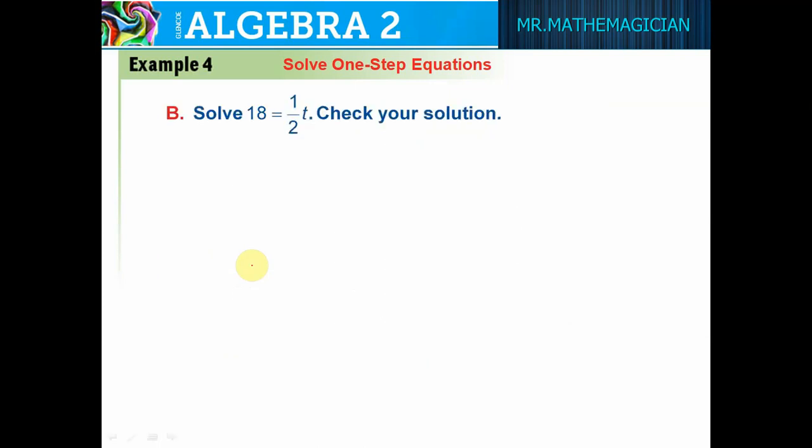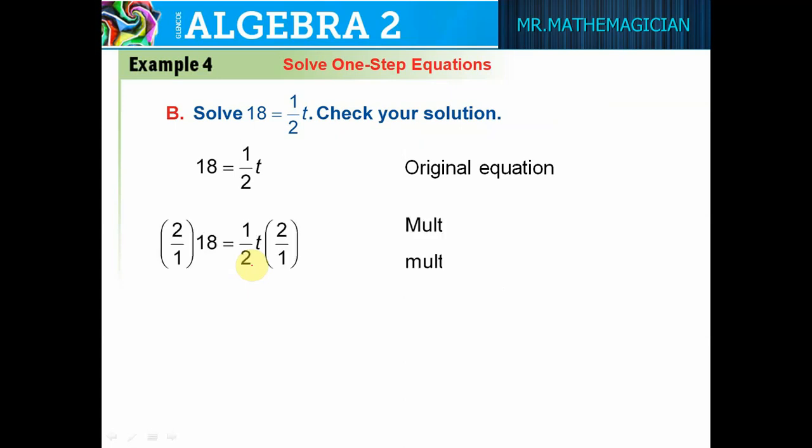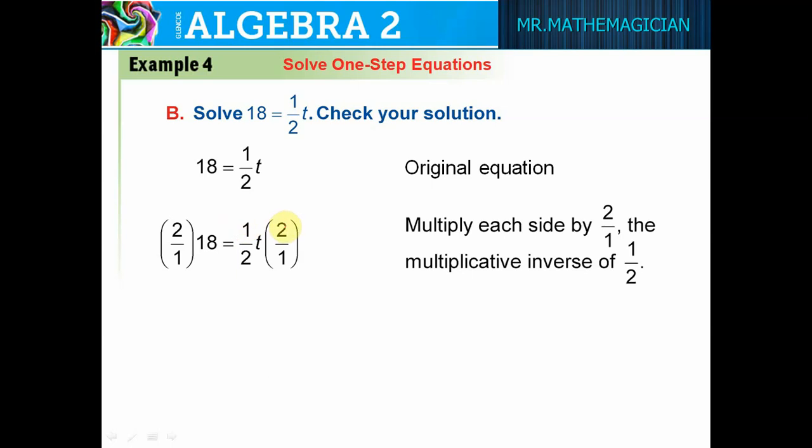Solve 18 equals half t and check your solution. This is the original equation. 18 equals half t, so we need to get rid of the half multiplied by t. We can multiply by the reciprocal, 2 over 1, for both sides, because if you multiply by the reciprocal, the 2 will cancel the 2, so you can have t alone. So t equals 36.